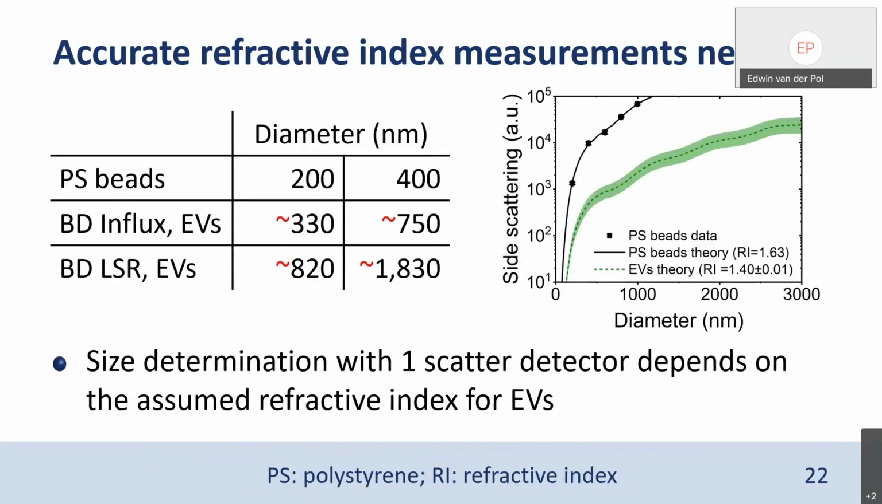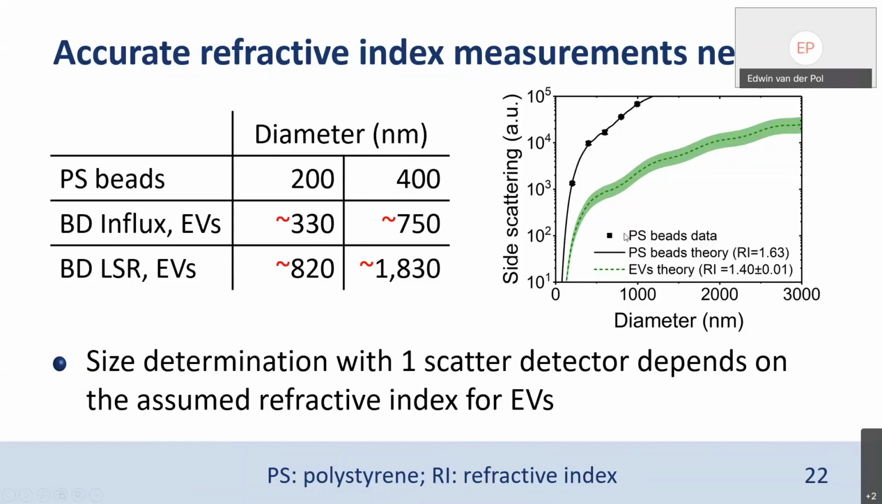Of course, there is also a catch. You may have noticed these tilde symbols here in this table, and this catch is that if you want to determine the diameter with one scatter detector, you have to assume a refractive index of EVs. And to make that clear, I calculated 2 different refractive indices here, 1.40 plus or minus 0.01, and you see that especially for the larger particles, the refractive index determines largely what size you will measure for a given scatter intensity. So size determination with one scatter detector strongly depends on the assumed refractive index.